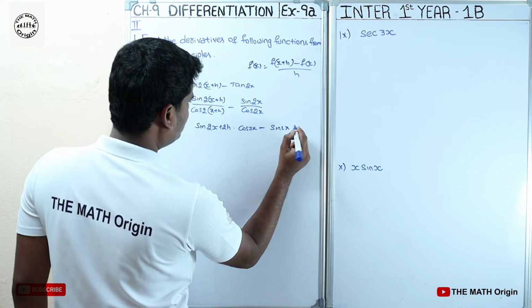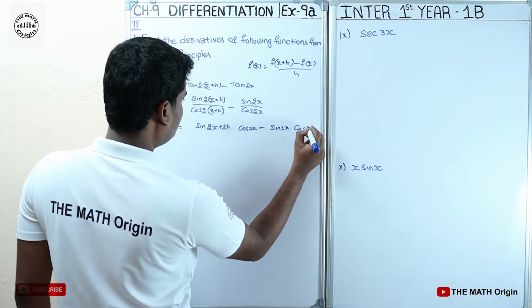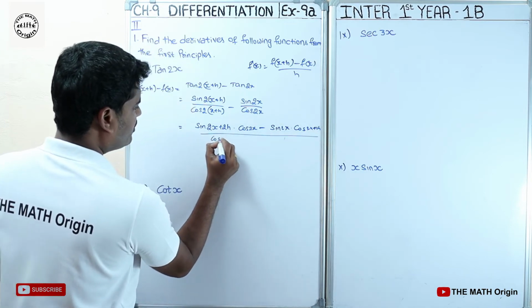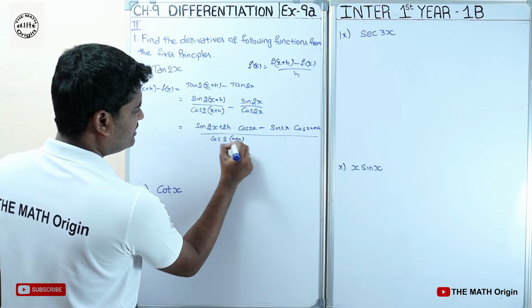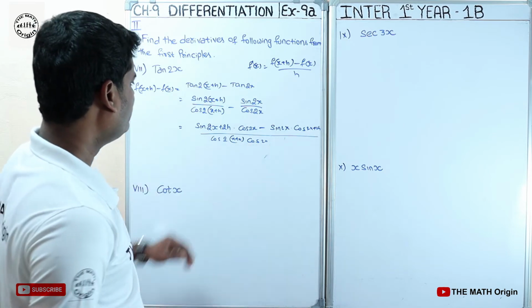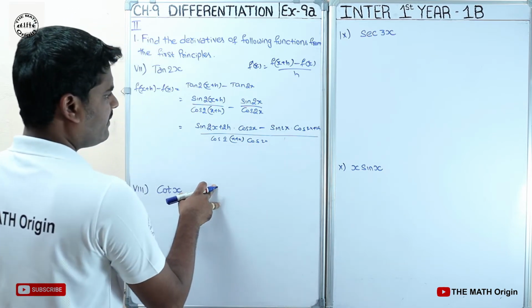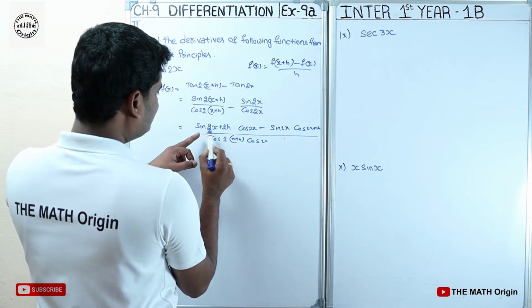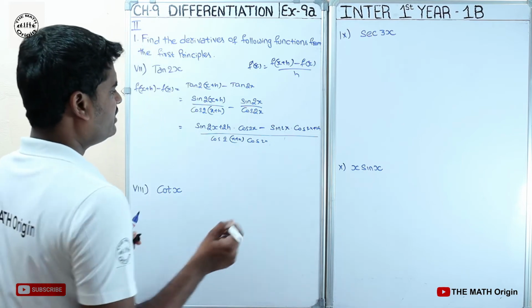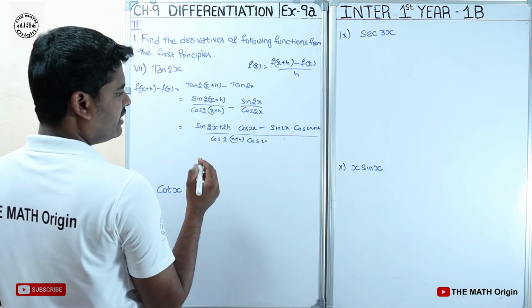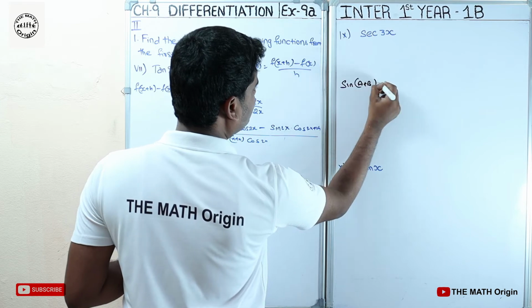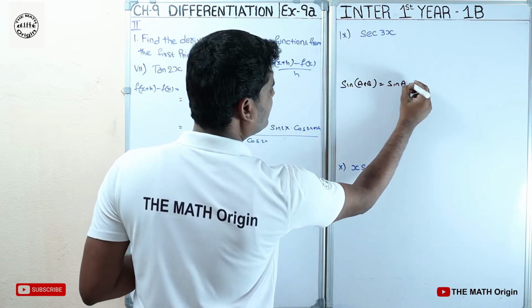Okay, sin 2x, cross multiplication: sin 2x into cos 2 into x plus h, minus cos 2x into sin 2 into x plus h, whole divided by cos 2 into x plus h into cos 2x. Okay, now from this, let me give you the insight of it. We know the sin of a plus b formula. Okay, I will write it here.